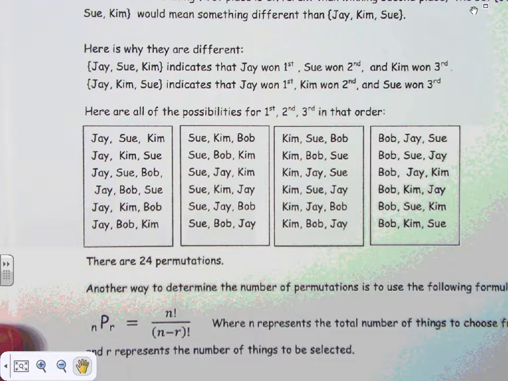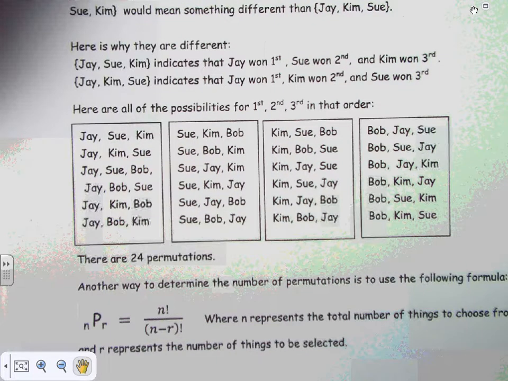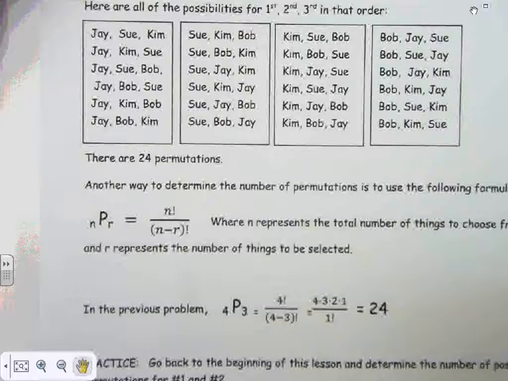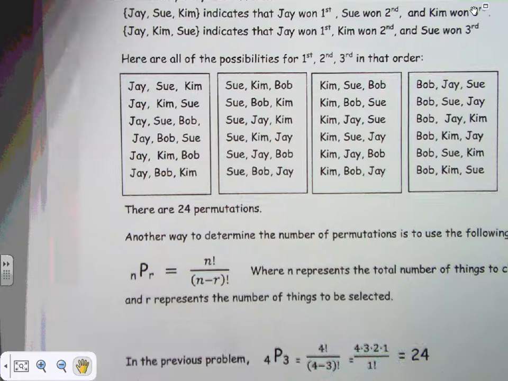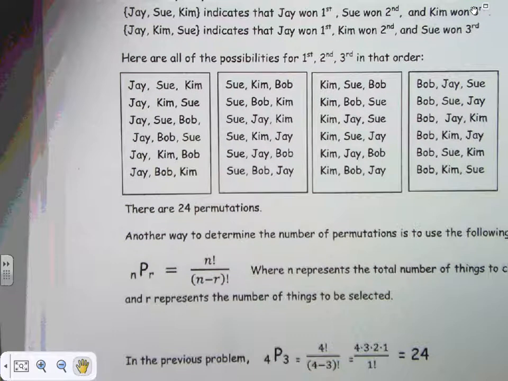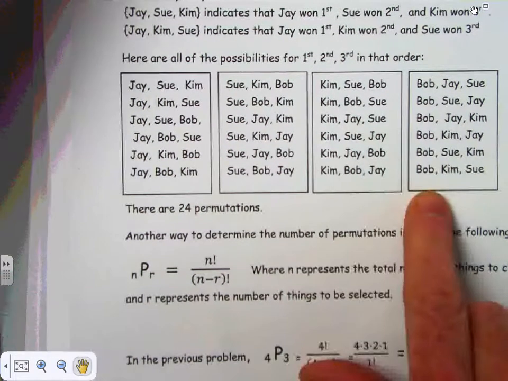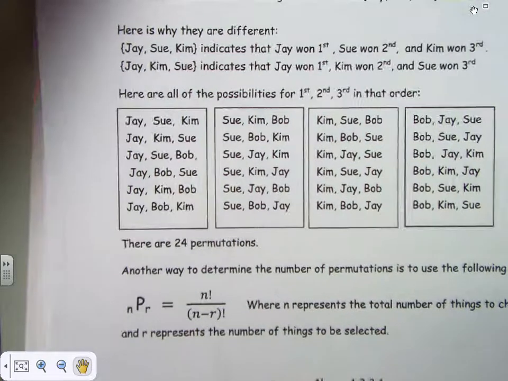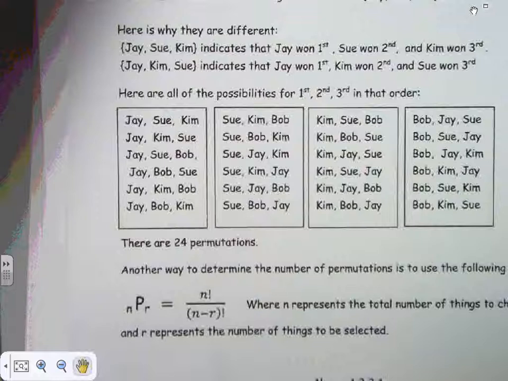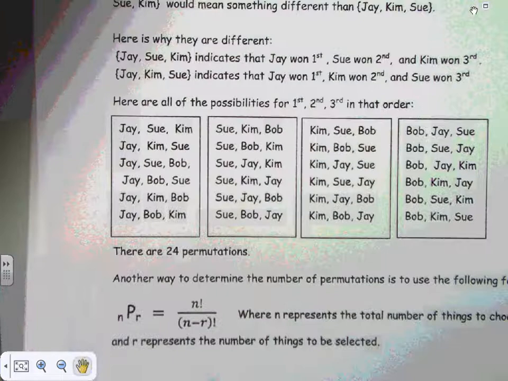Notice the formula now on the permutation. It can be any of them. There were 4 people, but only 3 get to win. So on each combination, there's going to be somebody left out.